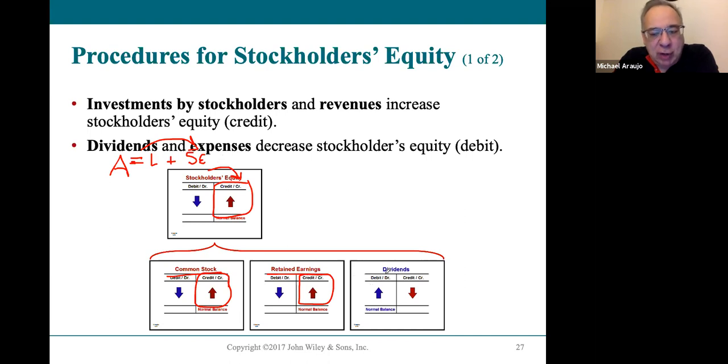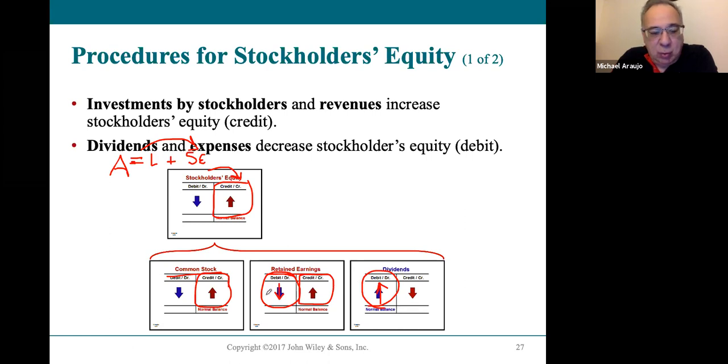As you know from looking at the retained earnings statement, we take the net income and we subtract out the dividends. So in other words, every time we pay a dividend, we shrink retained earnings. Retained earnings balance goes down every time we pay a dividend. So dividends are shown on the debit side because the more dividends you pay, the less retained earnings you have. And that's how you have to see this.